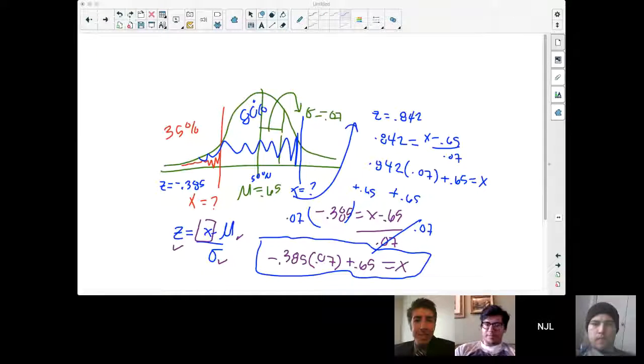Because in math, the positive and negative are directional, and because Z-scores are based off comparison to the mean. If you're to the left of the mean, you're negative, and if you're to the right of the mean, you're positive.